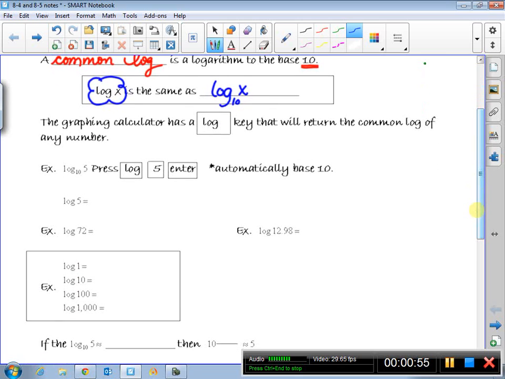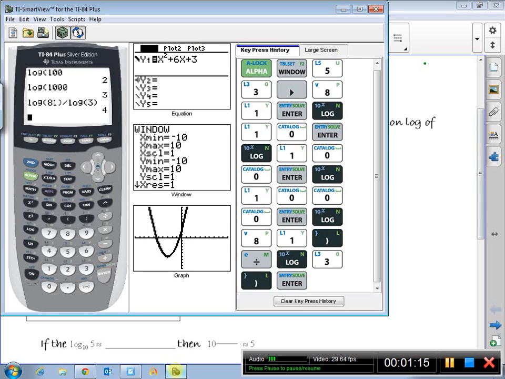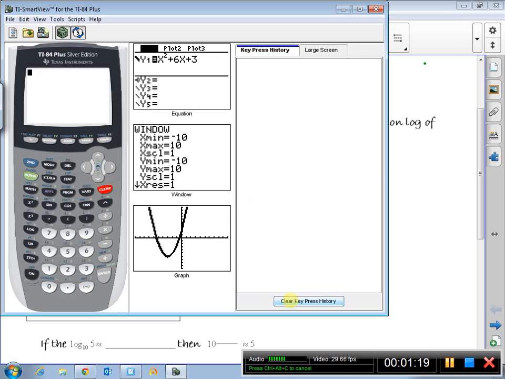So your graphing calculator, of course, has a log button, and the log button will return the common log of any number. So if we want to do the log of 5, and we'll do all of these, log of 72, log of 12.98, take your calculator, let me clear everything, and just do log of 5. It's good practice to close that parenthesis and then just hit enter.